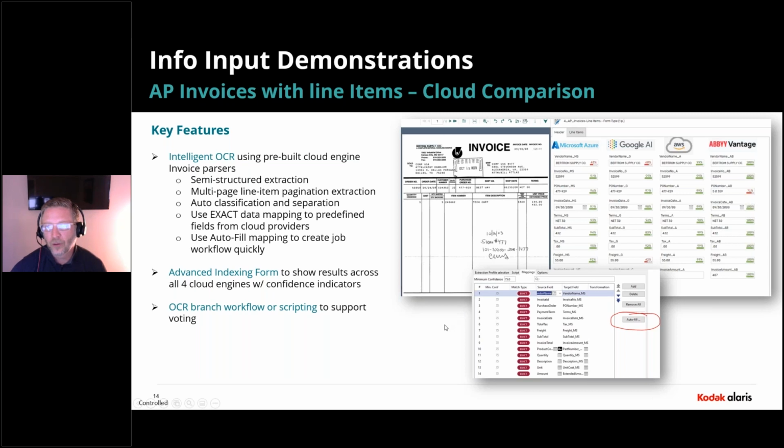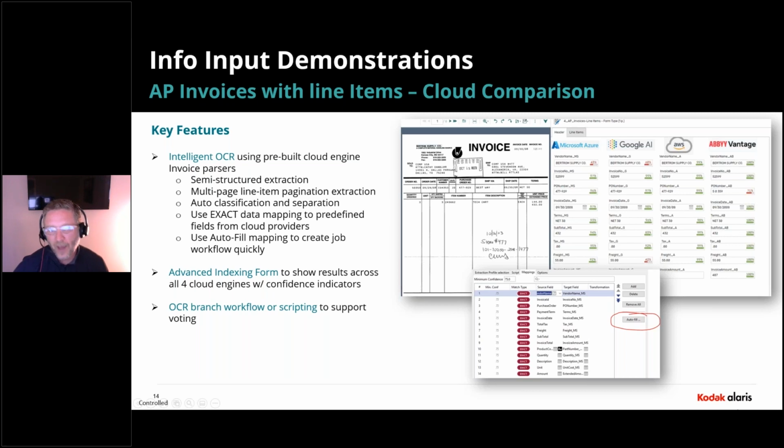Now, in this particular case, to set this up is super easy. Each one of our extraction profiles comes with pre-built connectors. Invoices is one that all of the cloud AI engines have. So I literally just select Invoice from the dropdown in the setup, and I select autofill, and it pulls all the fields that Azure, AWS, Google know as part of their pre-built invoice parser, and it maps it to my document class index fields. And that's what you see in this little screenshot below.